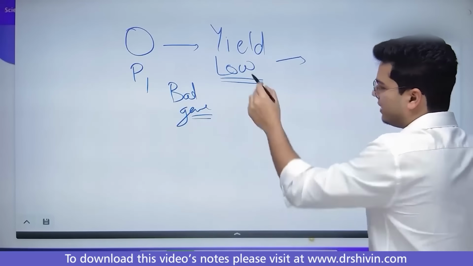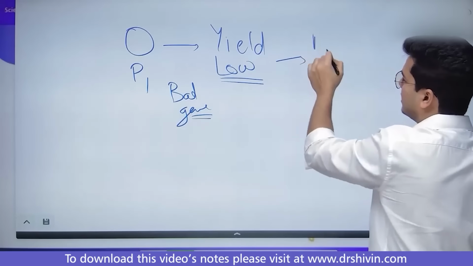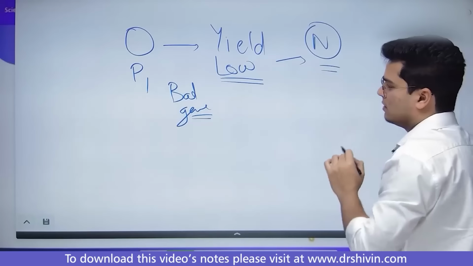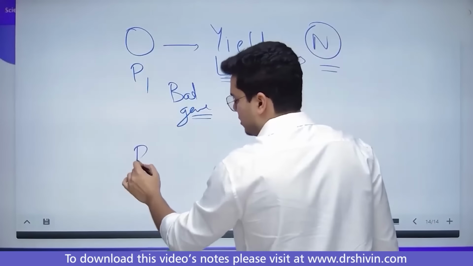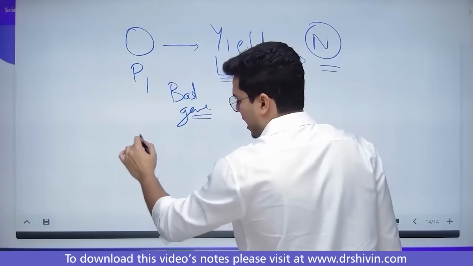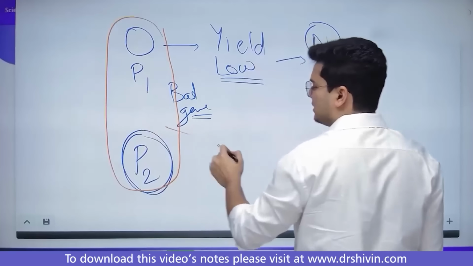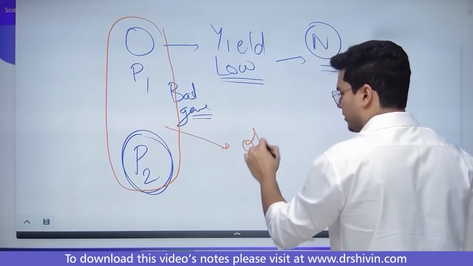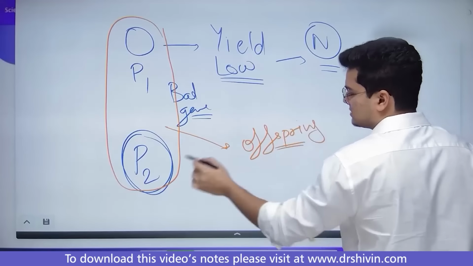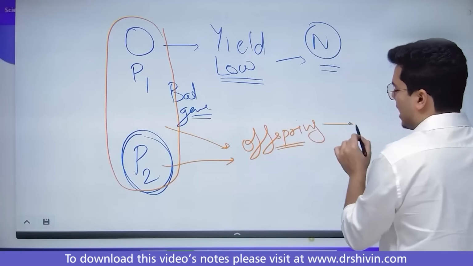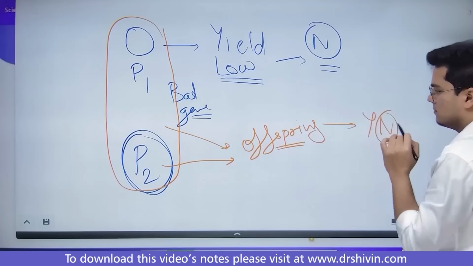Okay. So if I remove this gene, its yield becomes normal. Now there is another way. I can make plant 1 hybridize with plant 2, without doing any of this. And it is possible that their offspring gets the nice gene from plant 2 and its yield is also normal.